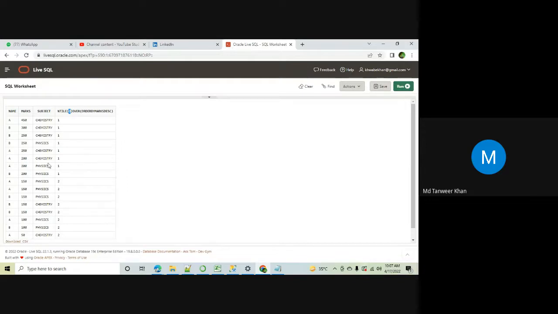Now, how is it divided in two parts? Because we have mentioned order by marks descending. Please make a note of this. First of all, all the marks are in descending order. After that, it will split this entire data set into two equal halves. First, second, third, fourth, fifth, sixth, seventh, eighth: 8 records are given 1. The next 8 records are given 2.